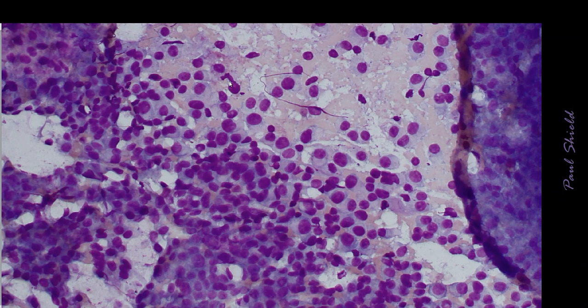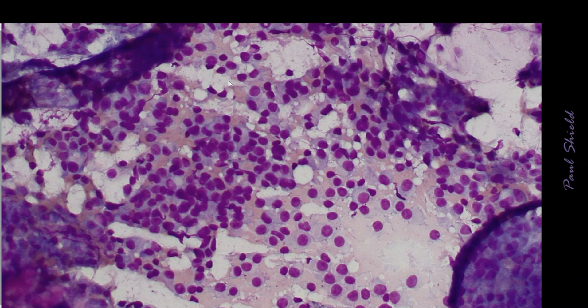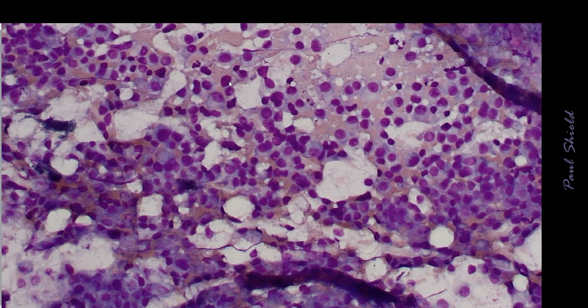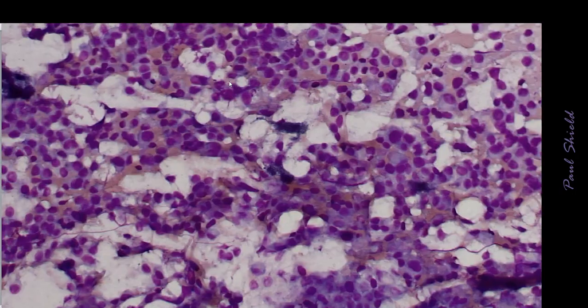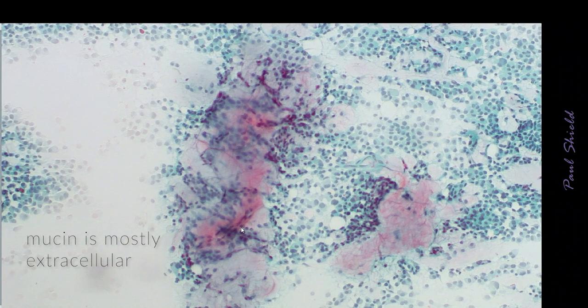And then on high power, you can see the cells have quite a uniform appearance. They're mostly plasmacytoid, and they have round, fairly uniform nuclei. Now, there's so much mucin, you might expect to see quite a lot of signet ring type cells that are heavily vacuolated. That's not usually the case.